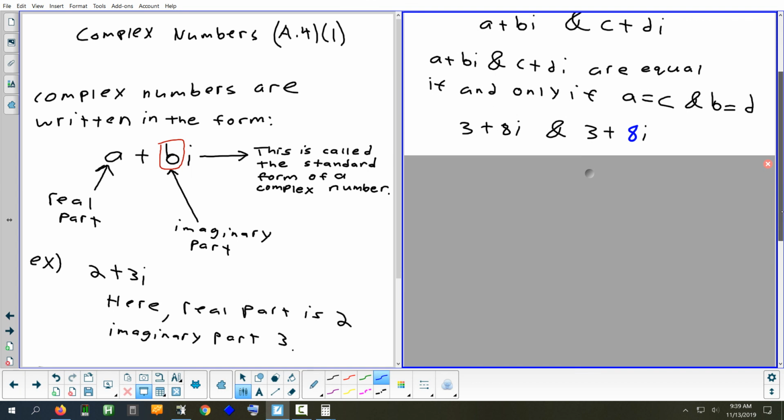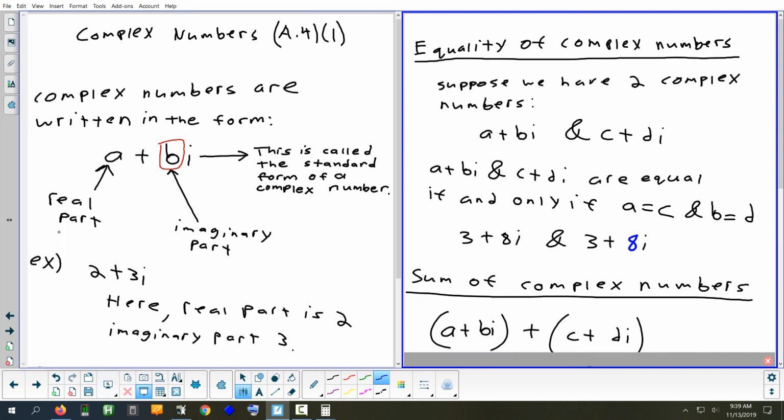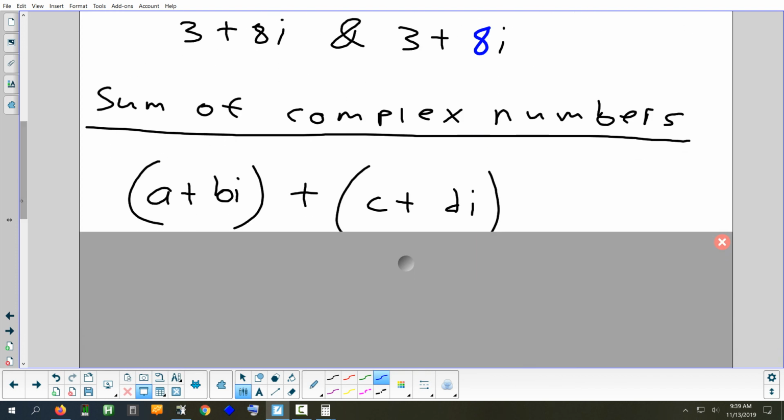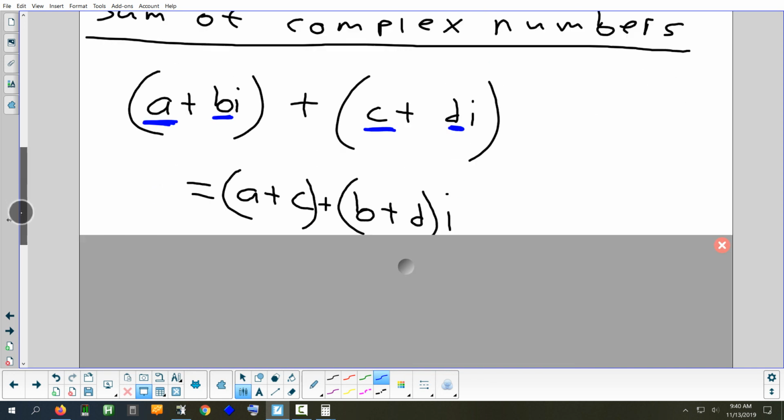Okay. So the last two things we're going to look at are adding and subtracting. If you understand the idea of combining like terms, that's basically how we do adding and subtracting. A is a real number. C is a real number. Those are like terms. You can combine them. B is imaginary. D is imaginary. Those are like terms. You can combine them. And that's it. So you can only combine reals with reals. You can only combine imaginaries with imaginaries.